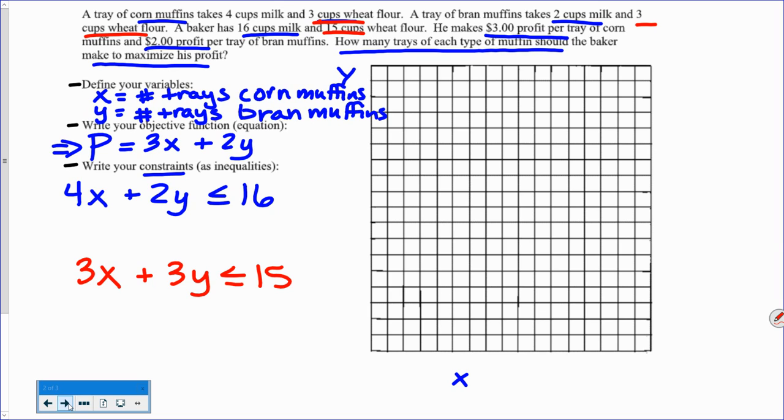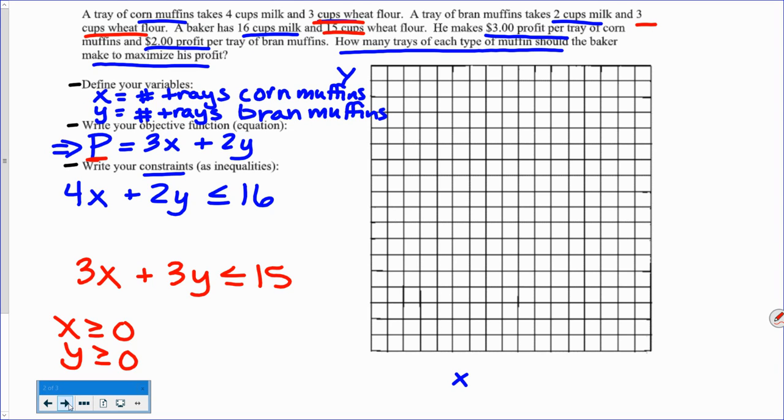Let's stop a second and make sure that we have covered all of the information. We have used everything about the milk, about the wheat flour, and the profit was thrown in our objective function. So we have used all of our necessary information. We have basically covered all of our constraints except for 2 that we always need to remember to include. Both X needs to be greater than or equal to 0 and Y needs to be greater than or equal to 0, because X and Y are represented by a quantity. They're represented by an actual thing, trays of corn muffins and trays of bran muffins. So we can never have them be negative, because that would not make sense.